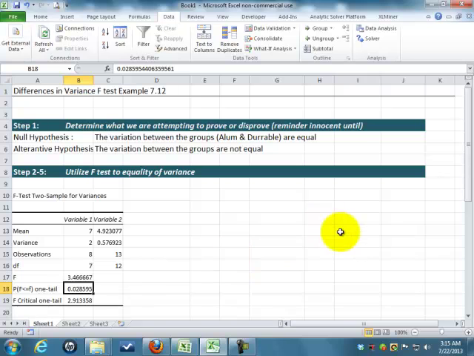So now we can investigate further because we do have a statistical difference between the two groups.